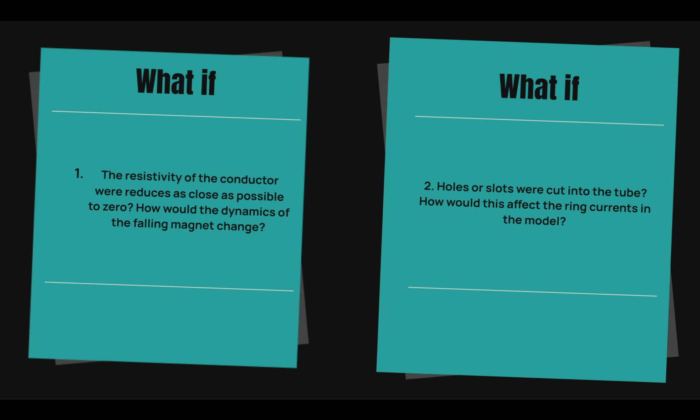What if holes or slots were cut into the tube? How would this affect the ring currents in the model? In the code, we represented the foils as coils. Damaging a coil could restrict the current flow, making the induced current weaker.